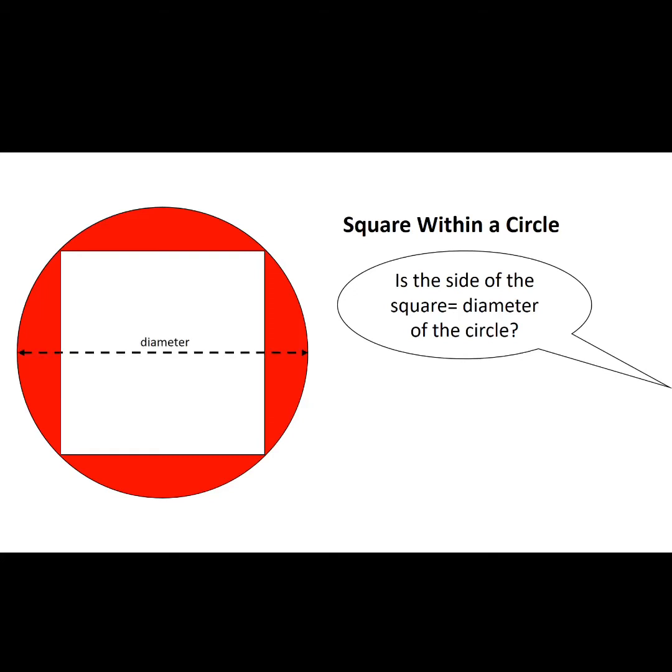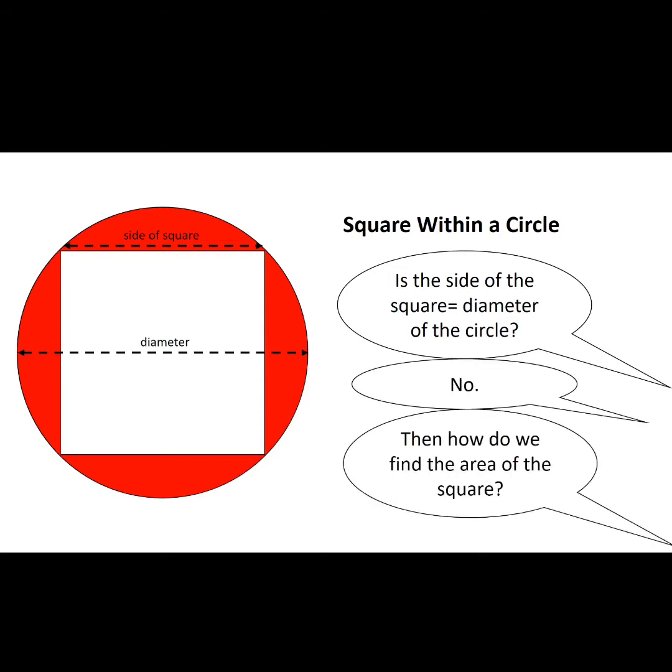This is the diameter of the circle. This is the side of the square. We can see that the side of the square is actually shorter than the diameter of the circle. So therefore, we cannot find the area of the square by multiplying diameter by diameter. Then how do we find the area of the square?